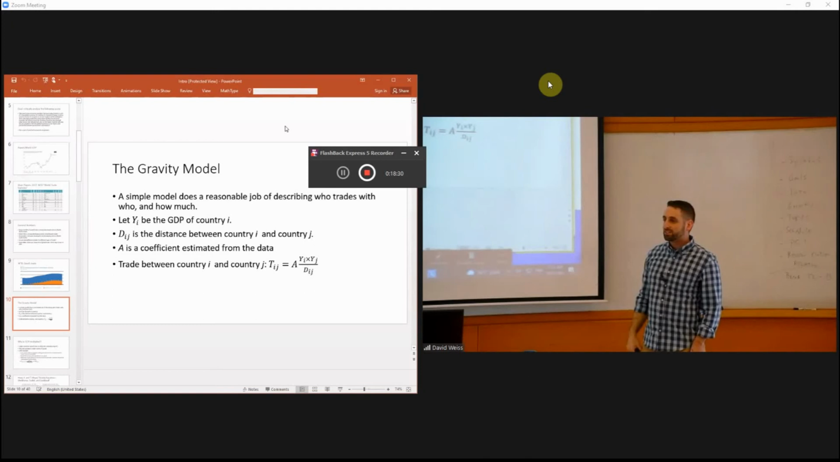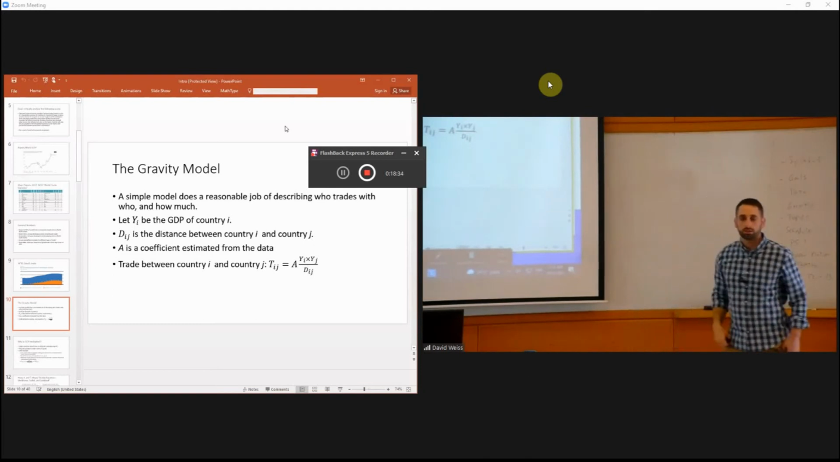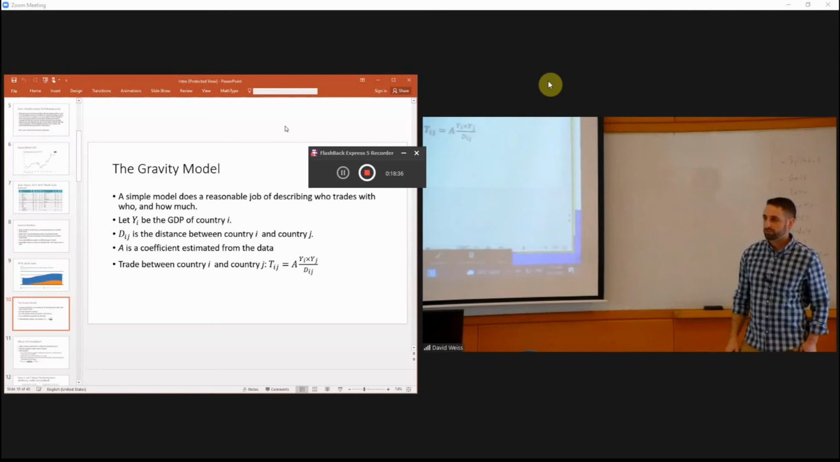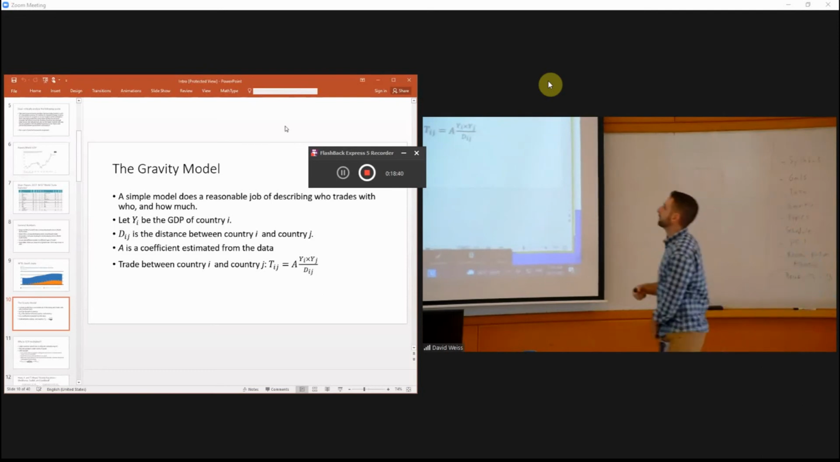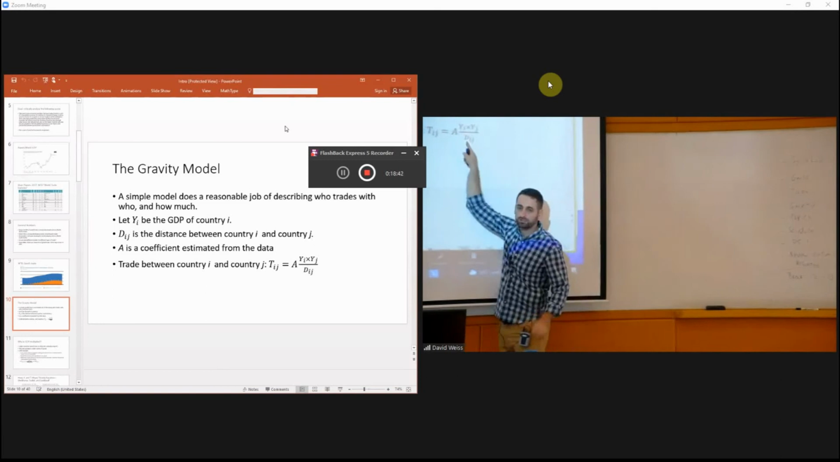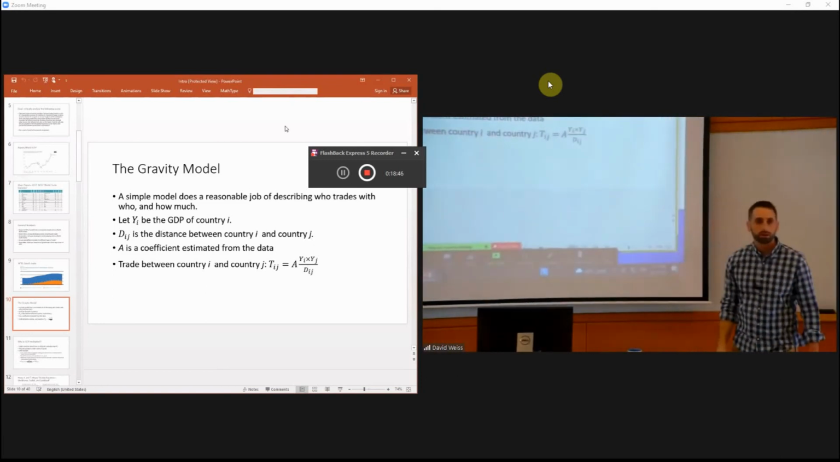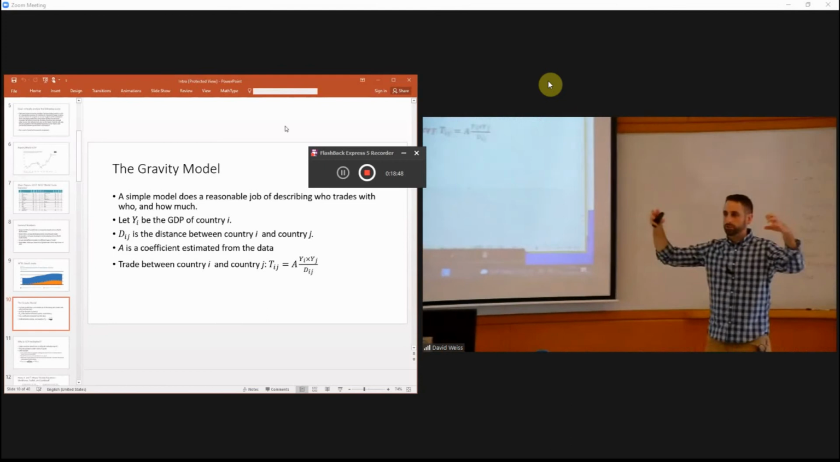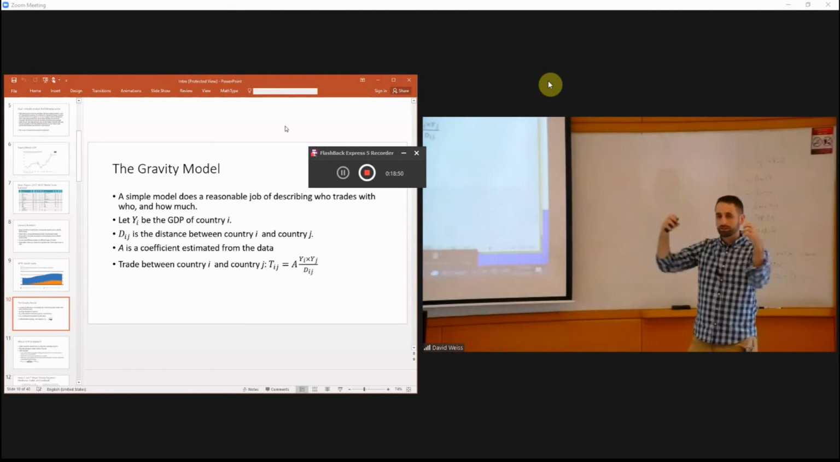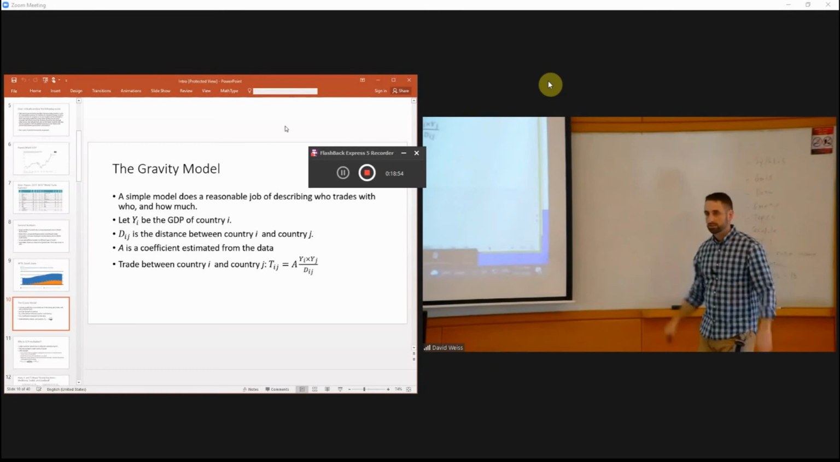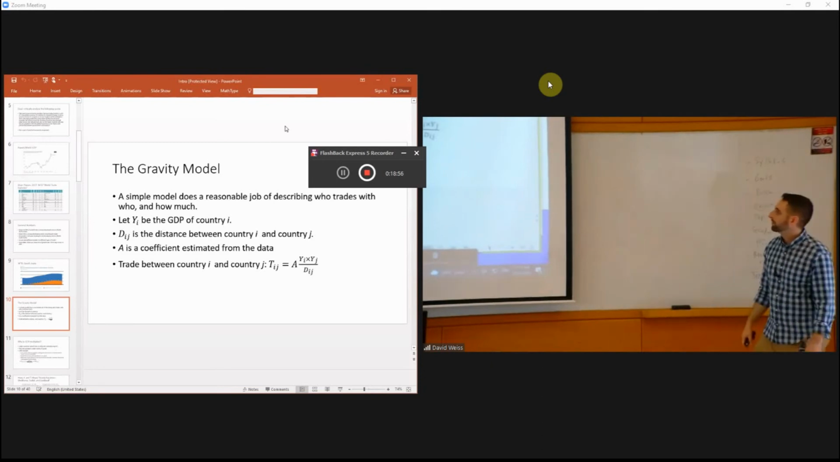The reason this is called the gravity model is that it looks pretty reminiscent of the equation from physics describing how much force of gravity there is between two objects. That's a function of the mass of both objects and the distance between them. So it's sort of similar. That's where the name comes from. The idea is that if you have two really large economies that are close to each other, they're going to be trading a lot. That's the rough and tough intuition.